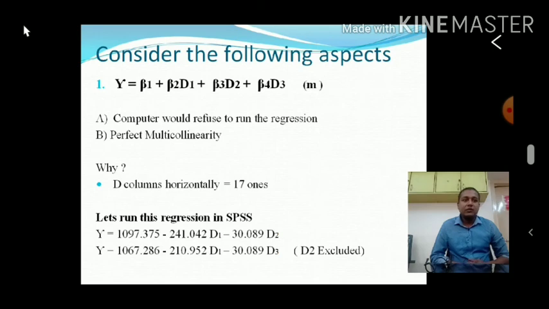First thing is, when we would like to run the regression function using dummy variables or qualitative variables, the basic rule is m minus 1. If we are violating that m minus 1, there are two possibilities. One is we will not be able to get the result because the computer may refuse to give the result, or the second option is because of the multicollinearity, one variable may be excluded. It can be d1, it can be d2, or it can be d3.